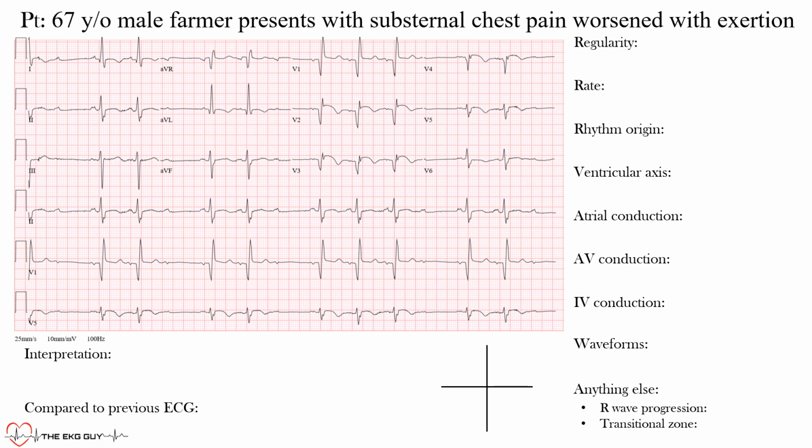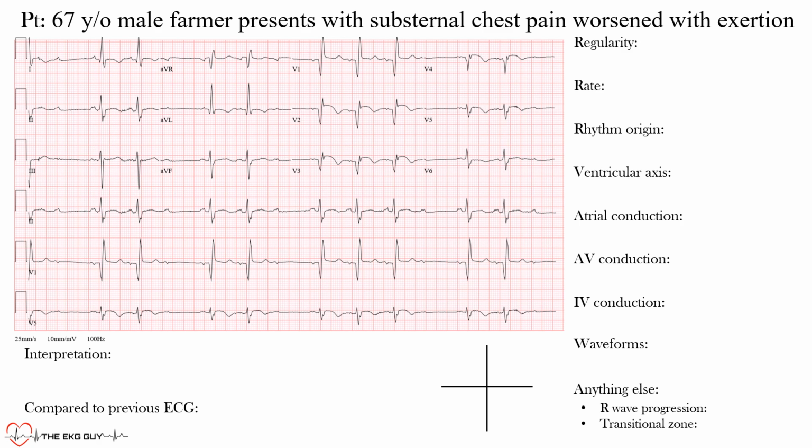So hopefully you had a chance to go through it yourself. Okay, so we have a 67-year-old male farmer presenting with substernal chest pain worsened with exertion. Okay, so first we want to know, what is the regularity of this rhythm? Okay, so this is how I want you to approach each EKG, and you'll have other people that have their own style, but this is something that helps me not to miss anything. And so far it's worked pretty well.